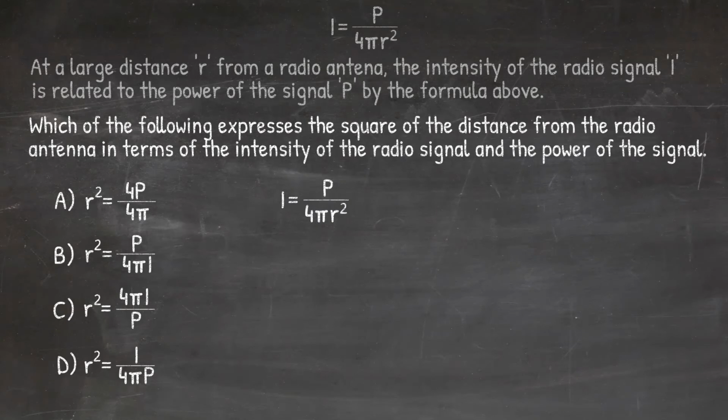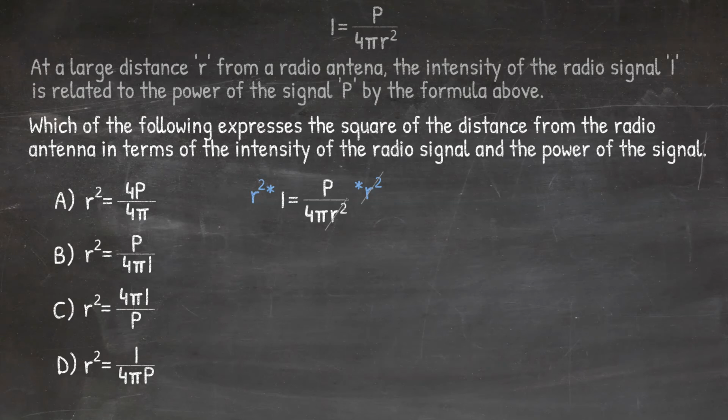I equals P over 4 pi r squared. And to isolate r squared, we need to get it out of the denominator. A good way to do so would be to multiply both sides by r squared. So once we have r squared in the numerator and in the denominator, it will cancel out on the right side and it will appear on the left side. And once we do that, we get r squared times I equals P divided by 4 pi.